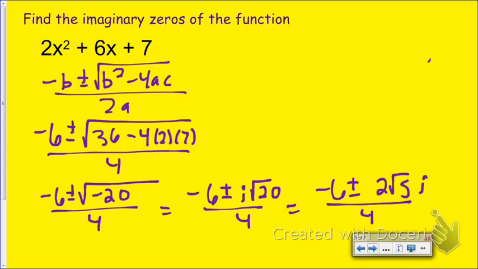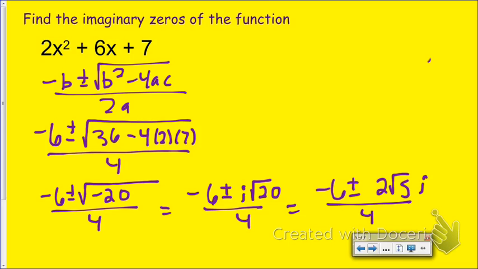Now if you want, you can simplify this a little bit further, and you can simplify it in two different ways. I can divide everything here by 2, because the bottom number and both top numbers are divisible by 2. I also could write this in that a plus bi form. I'm going to go ahead and write it that way just because that's very similar to the way you may see an answer choice or something like that.